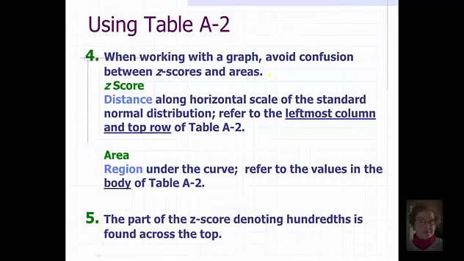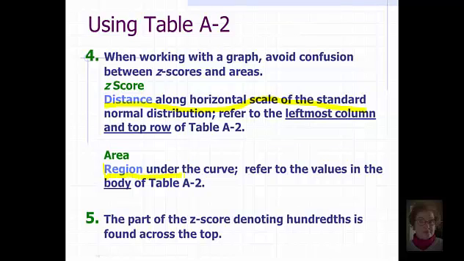So we need to be sure that we understand the difference between z-scores and areas. When we look at the table, the z-score is the distance along the horizontal scale. Now the area is the region under the curve.